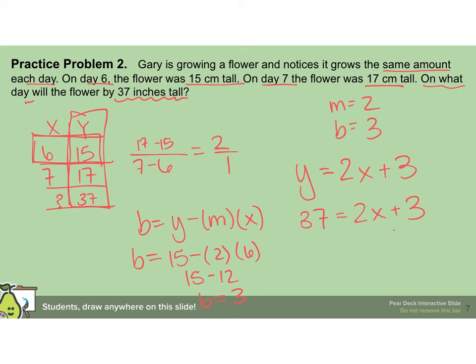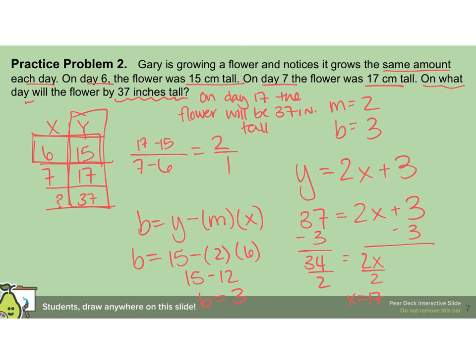How do I solve it? Get rid of the 3 on both sides. So now we have 34 equals 2x. Isolate the variable by dividing. Half of 34 is 17. So to answer the question, on day 17, the flower will be 37 inches tall. That's what I boxed because that was what the question was asking.